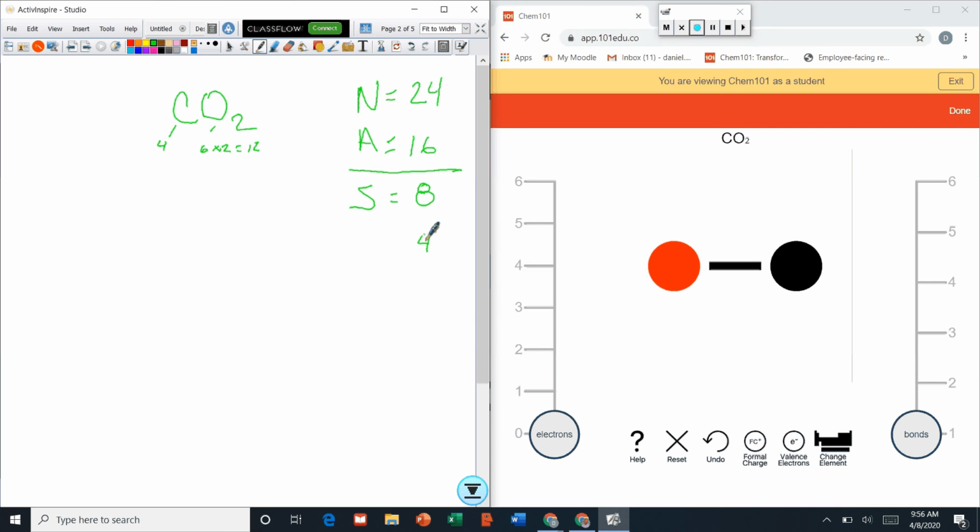So what that tells me is that I have 4 bonds total. All right. Now, carbon is the element that's by itself, so I'm going to put carbon in the center. It's also the element with the lowest number of valence electrons. So I put an oxygen on either side. Now, I have 4 bonds.